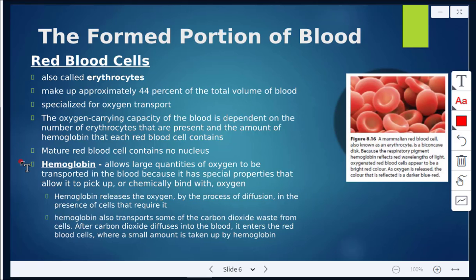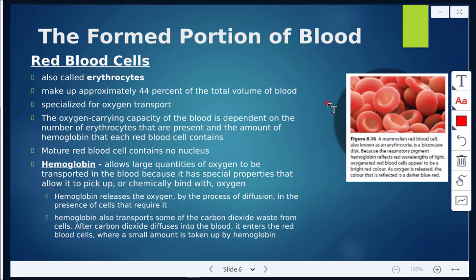Hemoglobin allows large quantities of oxygen to be transported in the blood because it has special properties that allow it to pick up or chemically bind with the oxygen. Hemoglobin releases the oxygen by the process of diffusion in the presence of cells that require it. And hemoglobin also transports some of the carbon dioxide waste from cells. After the carbon dioxide diffuses into the blood, it enters the red blood cells, where a small amount is taken up by hemoglobin.